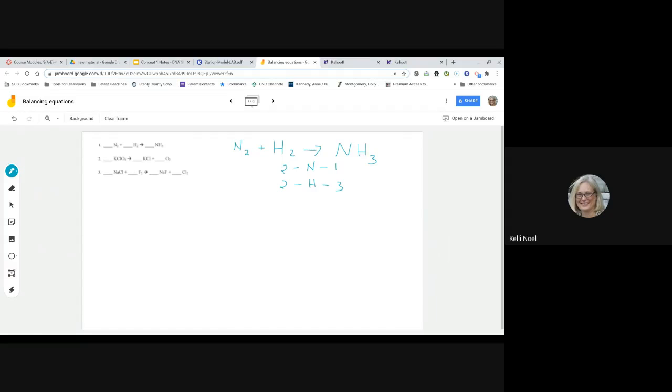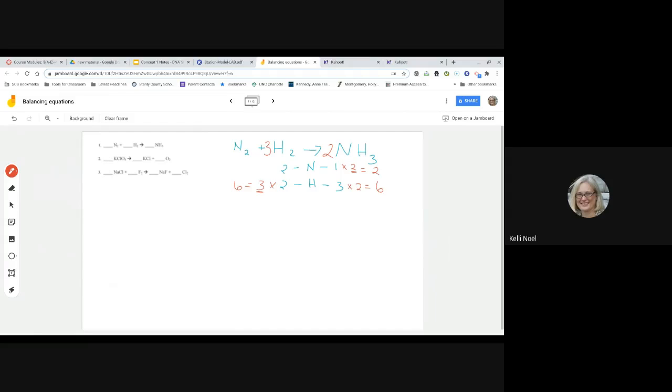Well, I'm not going to start with my hydrogens because they have kind of an odd looking number here. I know if I fix my nitrogens, I might be able to then fix my hydrogens. So I'm going to do different colors. So to get 2 nitrogens, if I multiply this side by 2, and I put that 2 here, that means I also have to multiply my hydrogens by 2, and that gives me 6. So that means on this side, I need 6, and if I already have 2, if I multiply by 3, I get 6. That 3 that I multiplied has to be the coefficient.